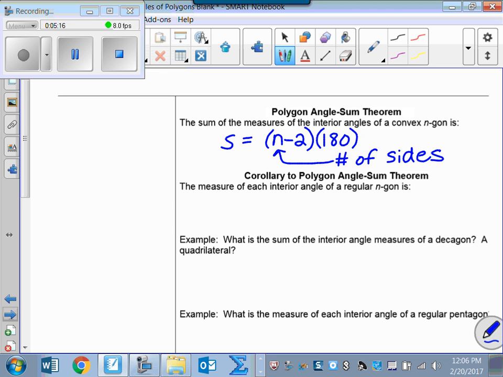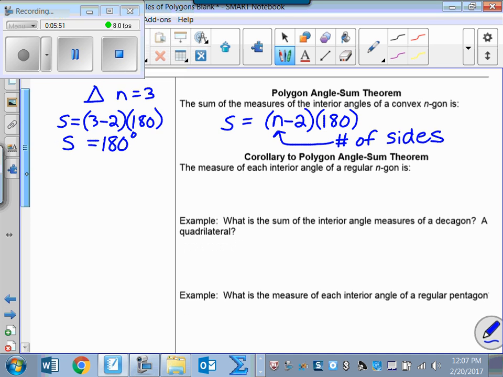Okay, and we'll do an example or two or maybe 5 in a few minutes so we can see how this formula works. Well, let's just think about it with respect to a triangle though. Okay, how many sides does a triangle have? A triangle has 3 sides. So if we plug into this formula, then we know the sum of the measures of the interior angles is 3 minus 2 times 180, which is 1 times 180. So we know that's true, right? The sum of the measures of the interior angles of a triangle is 180 degrees, and so this formula will work with any convex polygon.